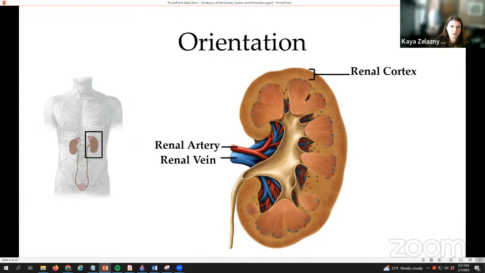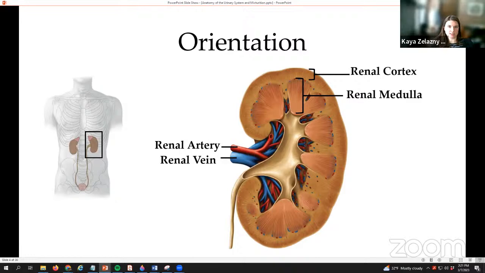Okay, so pay attention here because we are going to be looking at structures that dive between the renal cortex and our next structure, the renal medulla. The renal medulla and the renal cortex are going to be separate structures, and we're going to see things that transition between the two. So basically, they're different types of tissue, and they're going to have different properties.